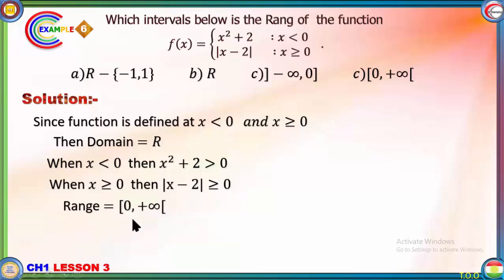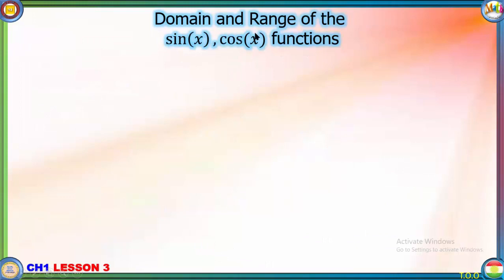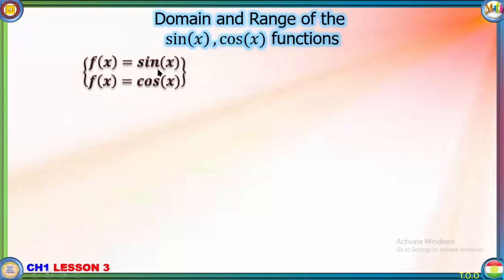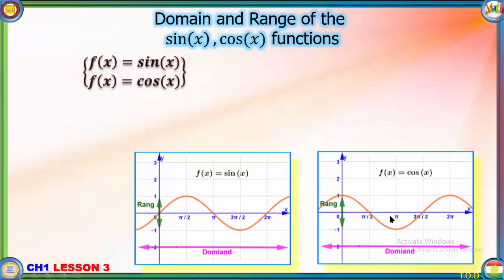Then the range is from 0 to positive infinity, as you can see in the graph of the function. Domain and range of the function sine x and cosine x. If we draw the graph of them, this is the graph of the sine and this is the graph of the cosine.